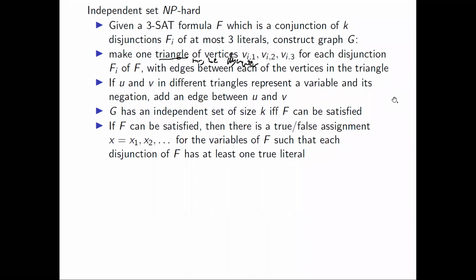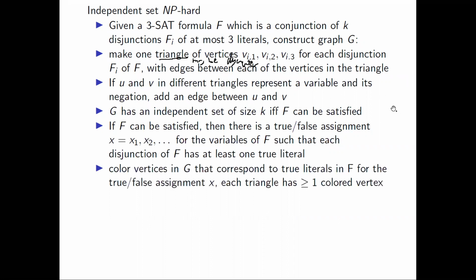If F can be satisfied, then we know that means there is a true-false assignment to its variables, x1, x2, and so on, such that each of the disjunctions in F has at least one true literal. So we can take the graph G that we constructed, and we can color the vertices in G that correspond to the true literals in F for this true-false assignment, which makes F true. We use this true-false assignment to color any of the true literals in F. And the things we're coloring, we're not coloring the literals, we're coloring the vertices which correspond to the literals.